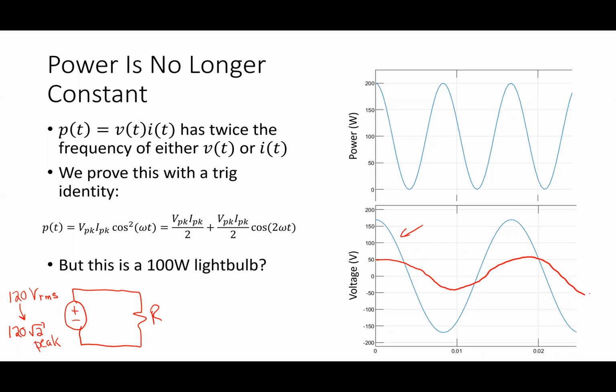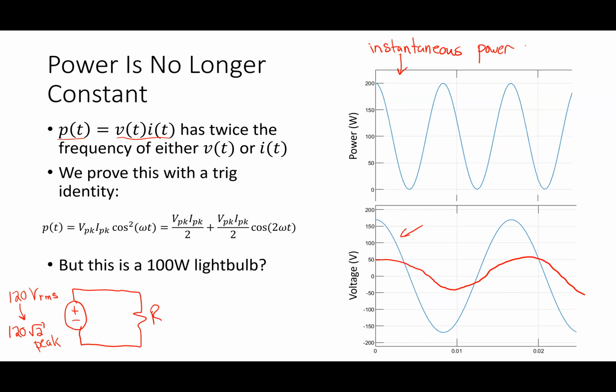Like that, okay? So if I talk about the power, what we do is we say P of T equals V of T times I of T. And what we get is this. This is the power, we call this the instantaneous power. This is what we talked about last time, instantaneous power, meaning the power at any given time.